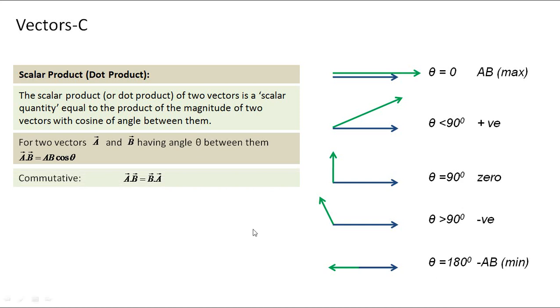What happens if we reverse the order? Here we have taken the first vector as A and the second vector as B. If we reverse the order, the result will be not AB cos theta but BA cos theta. Is that different from AB cos theta? No. So basically, vector A dot vector B is equal to vector B dot vector A. If we change the order, the result remains the same. This is what we call the commutative property. So the scalar product obeys the commutative law.